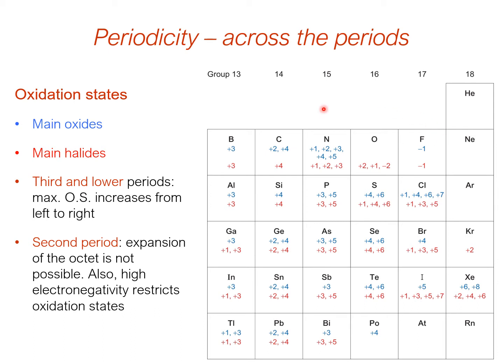But in the second period, this doesn't happen, and there's a couple of reasons for that. The first is that we can't do the octet expansion. If you remember back to the first lecture when we were talking about Lewis structures, some of them can have more than 8 valence electrons. That's necessary to get some of these really big oxidation states. And also the high electronegativity restricts the oxidation states. So you can see that fluorine is only ever -1. That's because there's nothing more electronegative than fluorine, so it's always going to have the negative oxidation state and have the electrons. Likewise, oxygen is the second most electronegative. So if you want to find oxygen in a positive oxidation state, it's going to have to be bonded to fluorine.